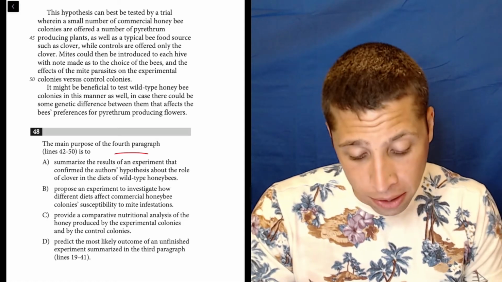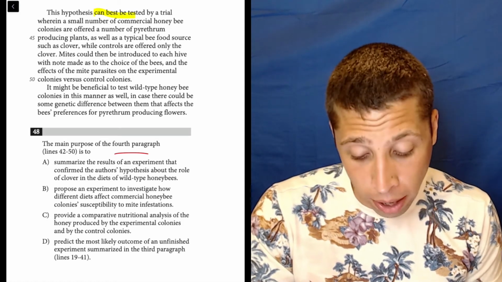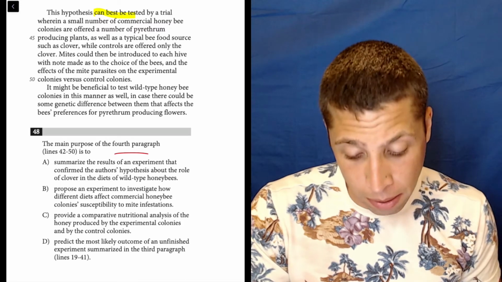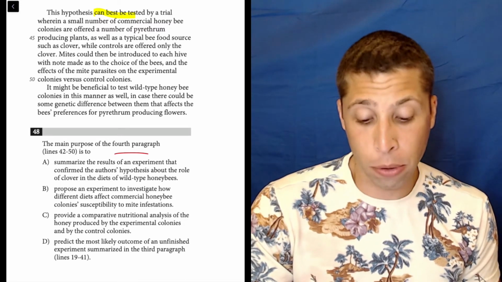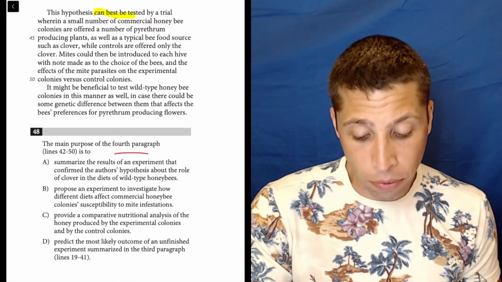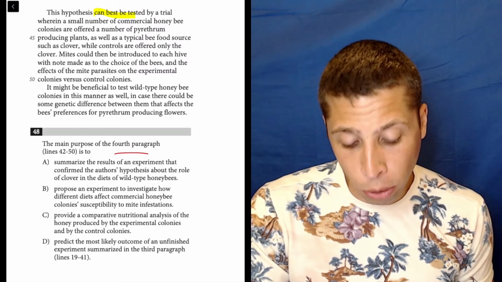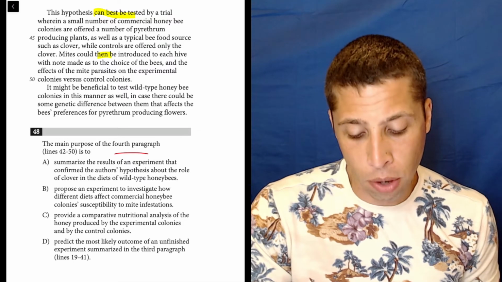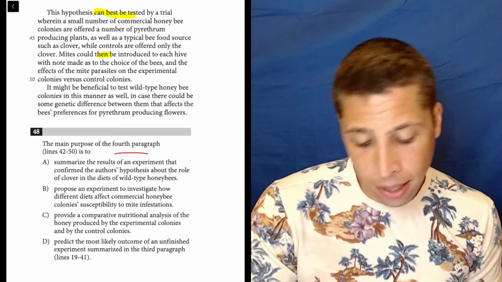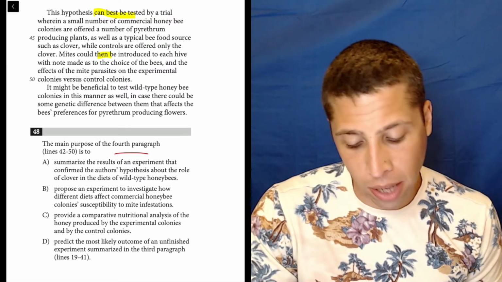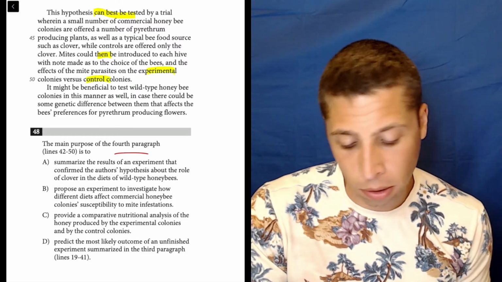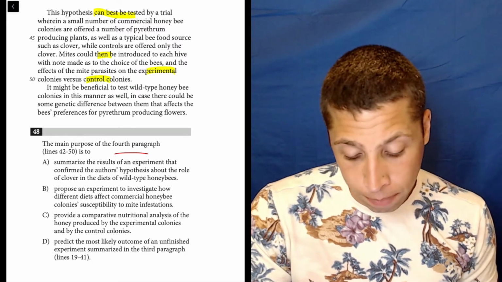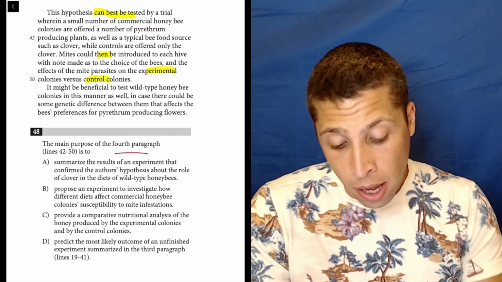This hypothesis can be tested by a trial wherein a small number of commercial honeybee colonies are offered a number of pyrethrum-producing plants, as well as a typical bee food source such as clover, while controls are offered only the clover. Mites could then be introduced to each hive with note made as to the choice of the bees and the effects of the mite parasites on the experimental colonies versus control colonies. So controls and experimental. I'll stop there for now. So let's go to the choices now.